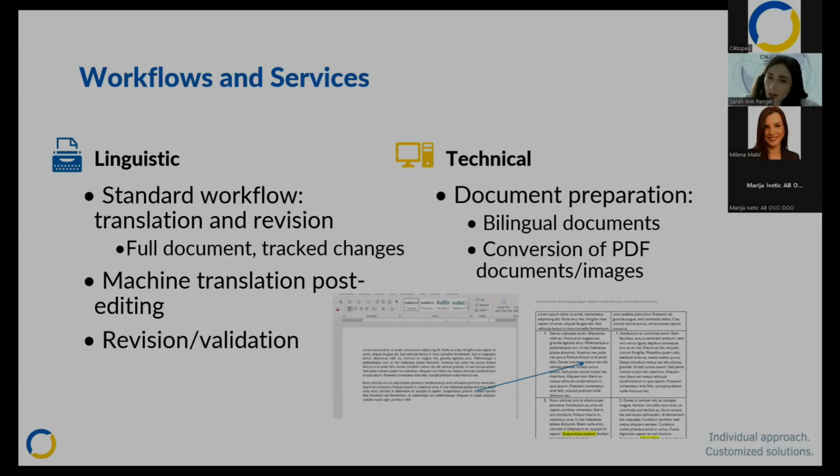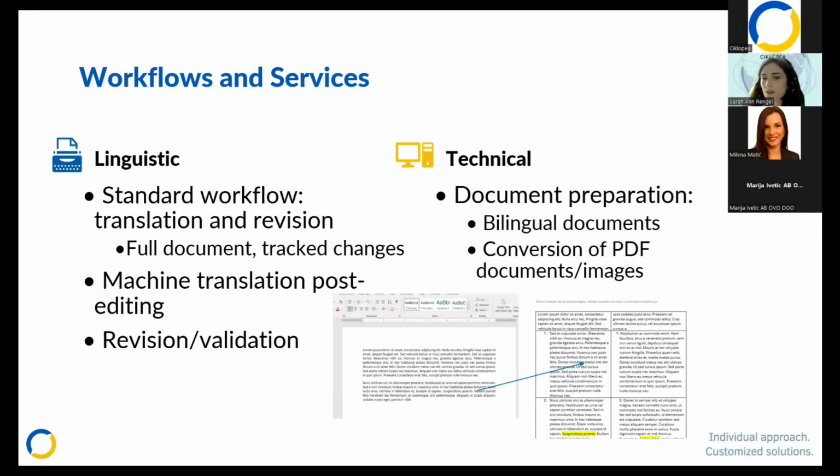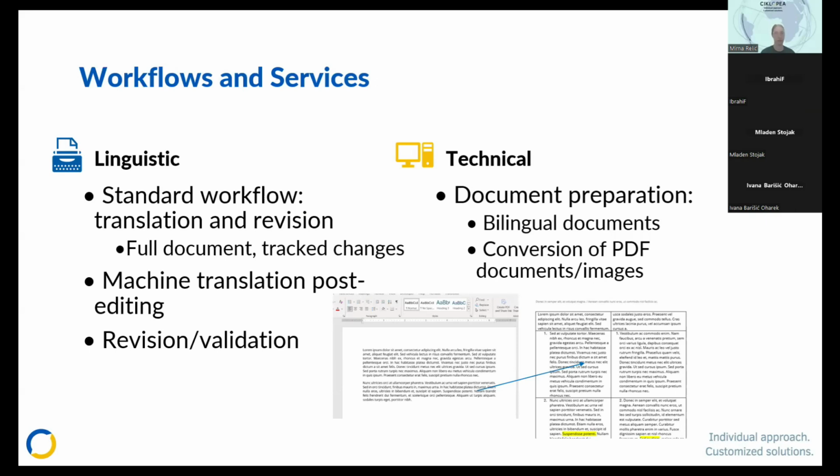So what happens when one of these documents comes to us for translation? More often than not, these translations will go through our standard workflow, and that's translation and revision. So that's translation by a single translator and then revision by a second independent proofreader who checks it for accuracy, spelling, grammar, etc. And this can be done on the full document.